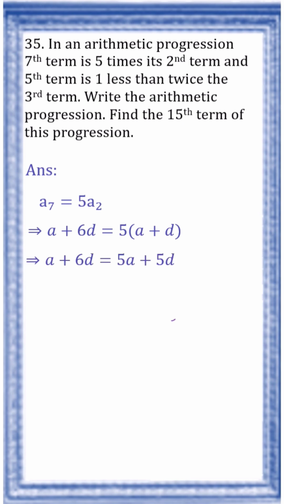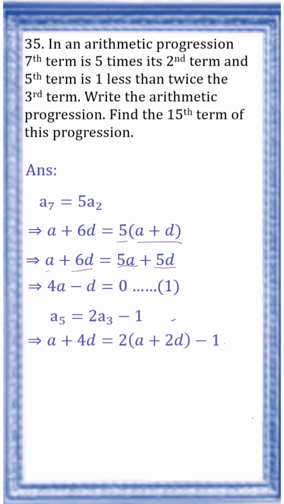You all know this, you can do it by using the formula an is equal to a plus n minus 1 into d. Here multiply 5 and a plus d. Now rearrange. 5a minus a is 4a. 5d minus 6d is minus d, that is equal to 0. Equation number 1. Now the fifth term is 1 less than twice the third term, means 2 into a3 minus 1.